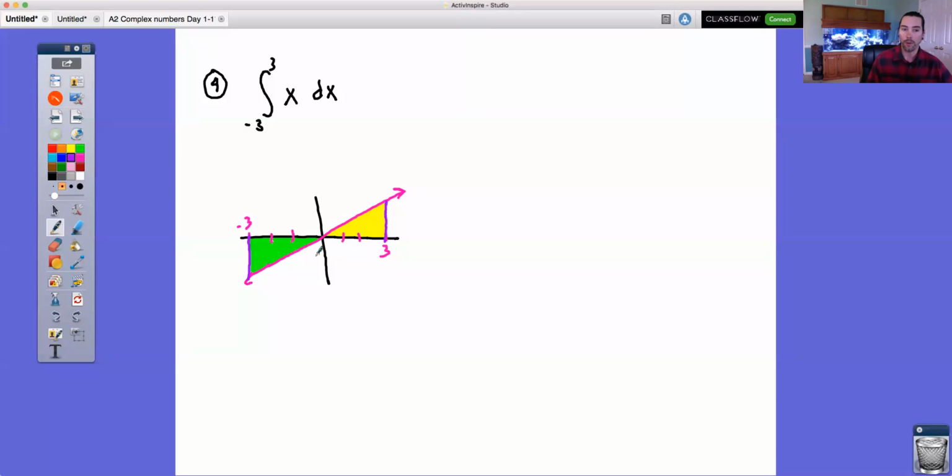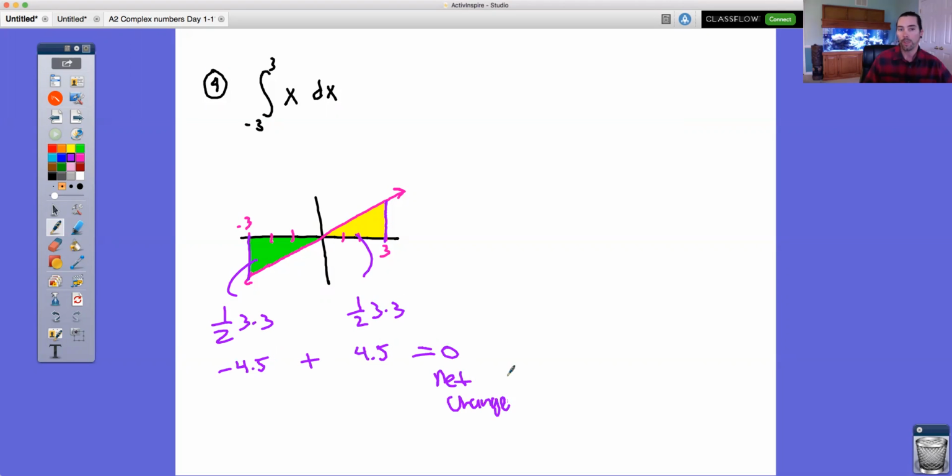These 2 triangles are the same shapes. They are both 1/2 base times height, 4.5. The yellow one, 1/2 base times height, 4.5. The green triangle is below the x-axis, so it should be negative. When you combine them, you will get 0. That is the total net change, which is the integral.